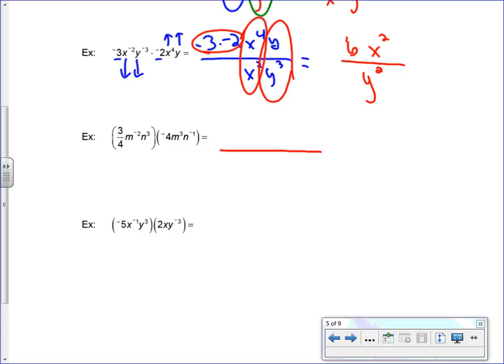Correct. The 3 and the 4 on the fraction, the 3 goes on the top, the 4 goes on the bottom. Remember, try to do your coefficients and get them up to the front, okay? Get them forward. It usually makes life a little bit easier.